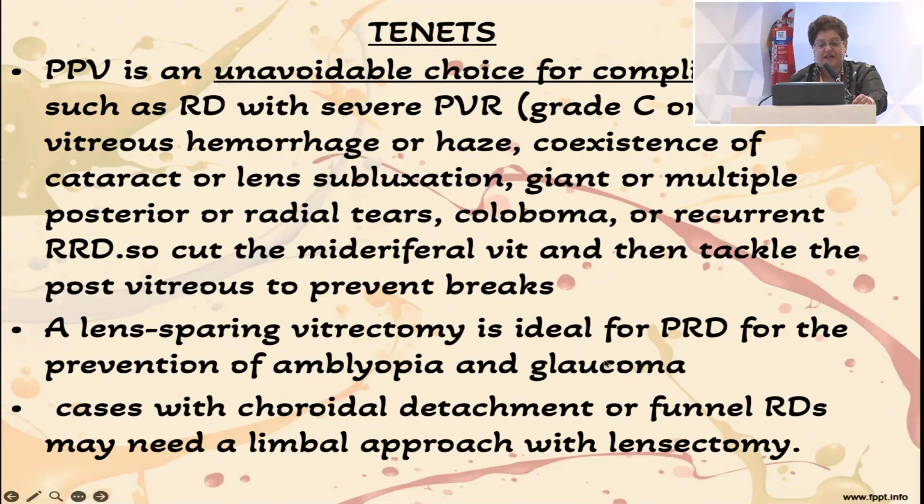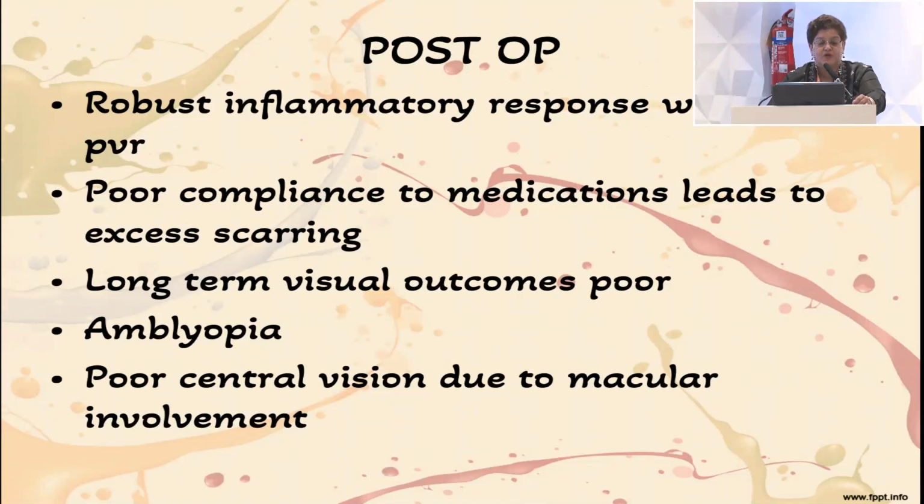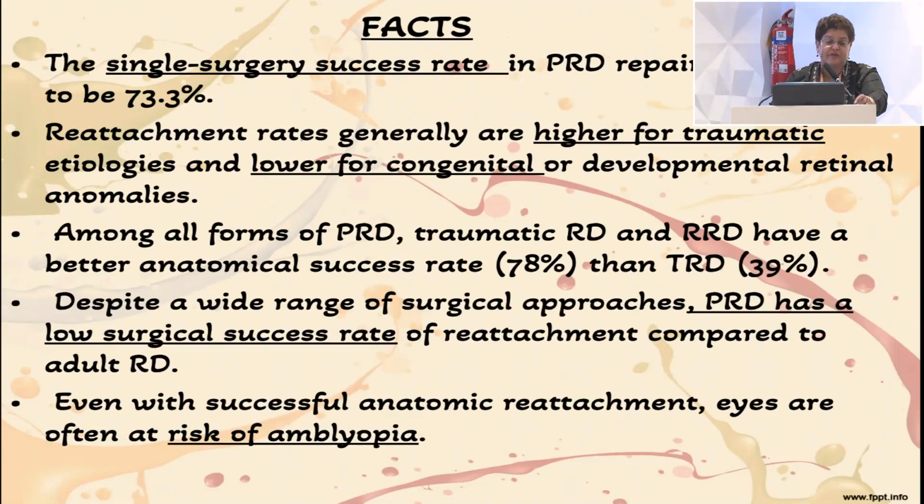A lens-sparing vitrectomy is ideal because then the prevention of amblyopia and glaucoma is there, and cases with choroidal detachments or funnel RDs need a limbal approach many a times with lensectomy. So a robust post-operative inflammatory response worsens the PVR in the post-operative phase. Poor compliance to medication leads to excess scarring. Long-term visual outcomes are poor. There's a risk of amblyopia, so you have to address that also. And poor central vision is because of macular involvement many a times.